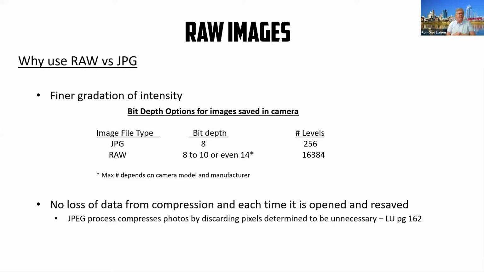Okay, so why use RAW versus JPEG? Well, the first reason is because you get a finer gradation of intensity. So you get a lot more tones in between black and white, a lot more options in between black and white. And the other one is because you don't lose data.